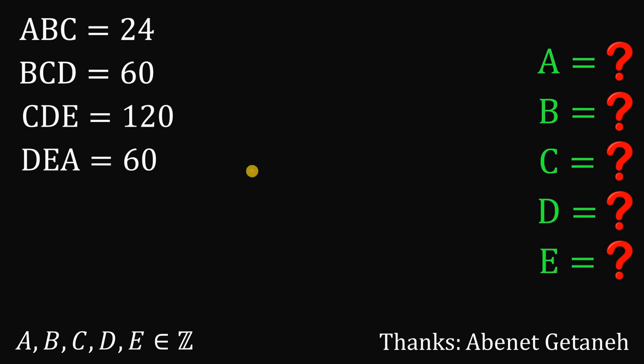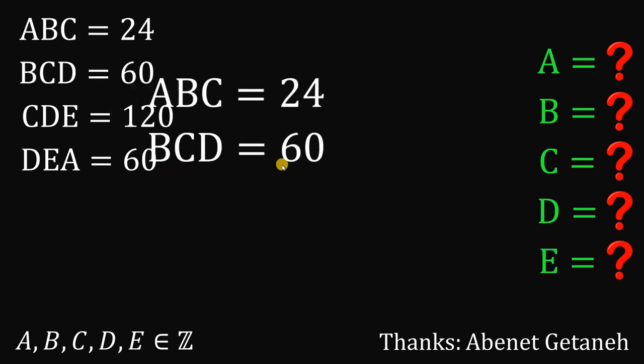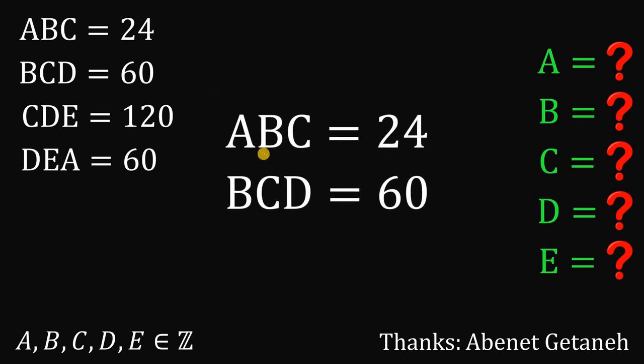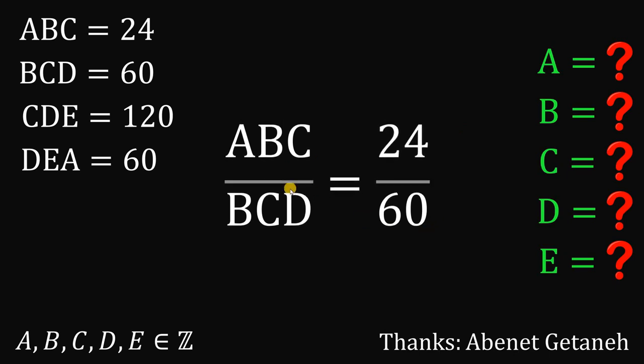Alright, so the question is, what are the values of A, B, C, D, and E, wherein all of them are integers? Given this equation, A times B times C equals 24, BCD equals 60, CDE equals 120, DEA equals 60. Now, to answer this question, what we're going to do is to use first these two equations. Now notice that we have a common factor of BC on the first equation and BC on the second equation. So to eliminate this, let's divide these two equations like this.